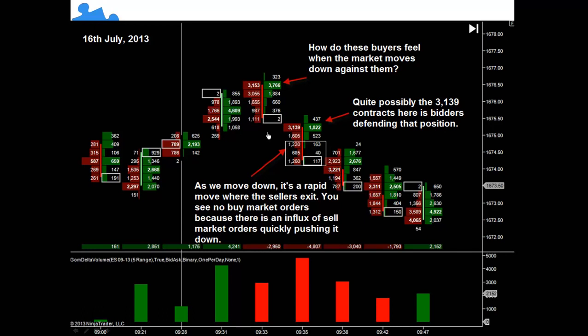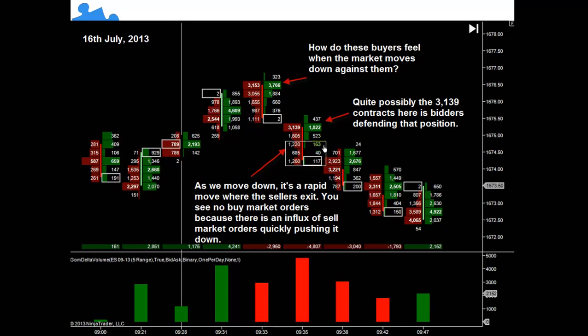Now we come to this price here, 75.25, and we see 3,000 contracts on the bid. That 3,000 contracts on the bid is the buyers attempting to defend that price. Now when it breaks down, it breaks quickly. How do you know that that was fast? Well, we can see that the sellers take all the bids and there is very, very little buying. And this is stops getting hit.